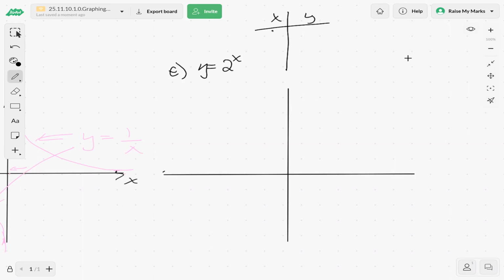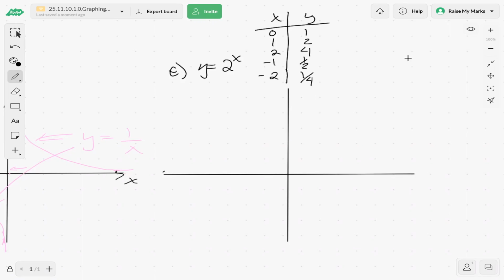So when x equals 0, y equals 1. When x equals 1, y equals 2. When x equals 2, y equals 4. When x equals negative 1, y equals 1/2. When x equals negative 2, y equals 1/4.